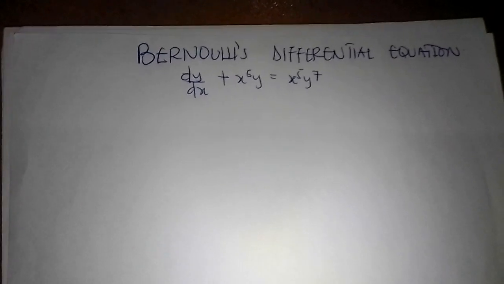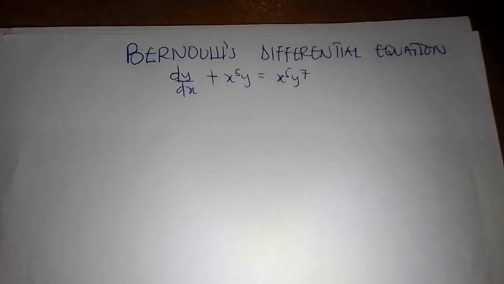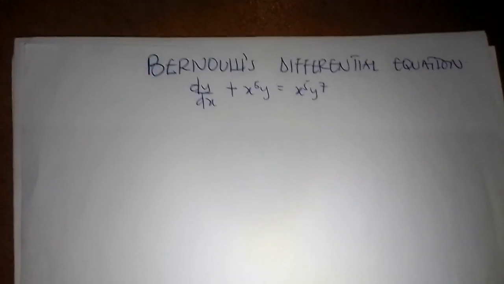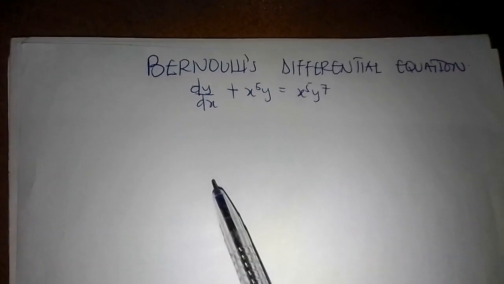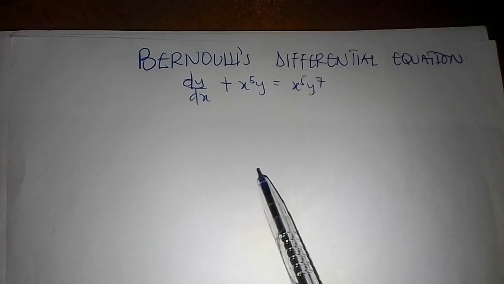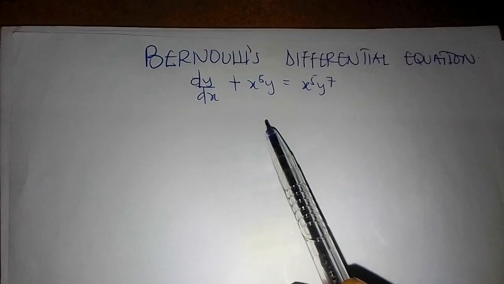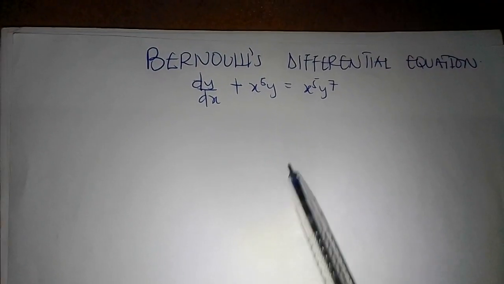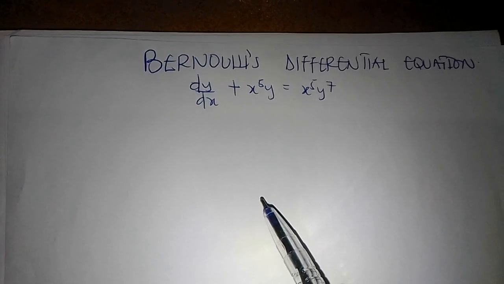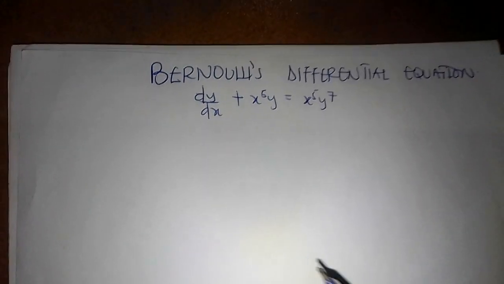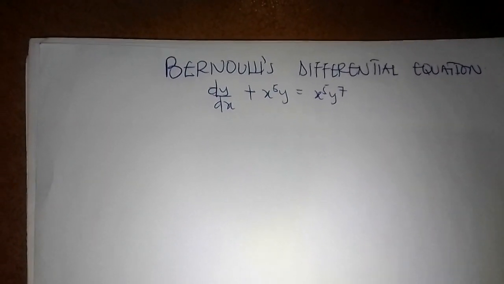In this video we're going to solve a Bernoulli's differential equation problem. So I have a differential equation here, which is a Bernoulli differential equation, which says dy over dx plus x to the power 5 y is equal to x to the power 5 multiplying y to the power 7. So we have to solve this Bernoulli differential equation.